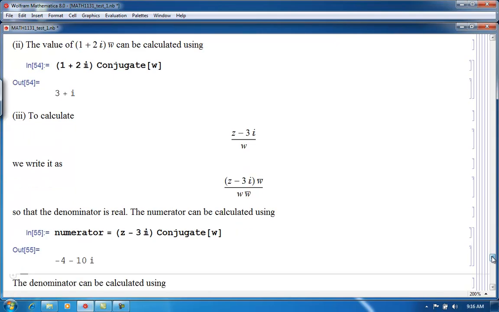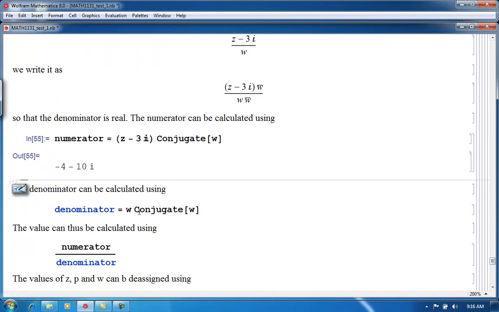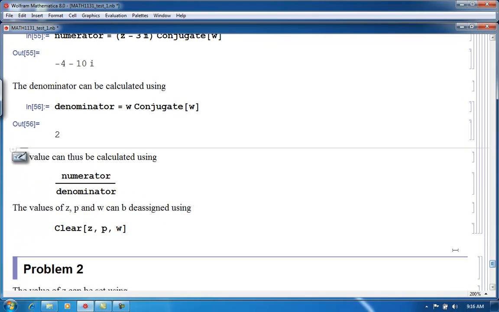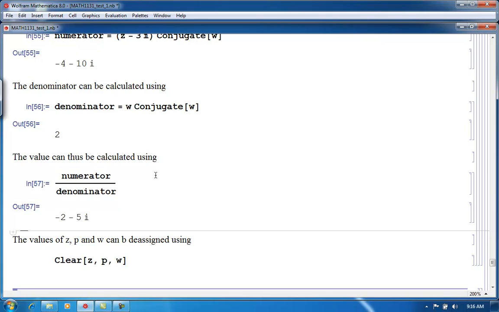and the denominator is w times its conjugate, and the value of this complex number can be found by dividing the numerator by the denominator to give minus 2 minus 5i, and then we must remember to clear all the variables, deassign them.